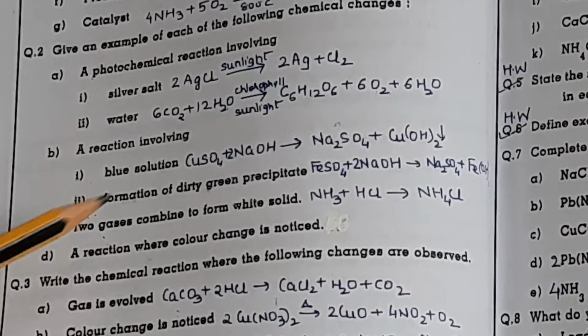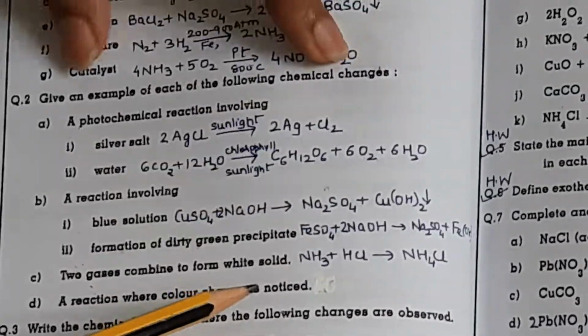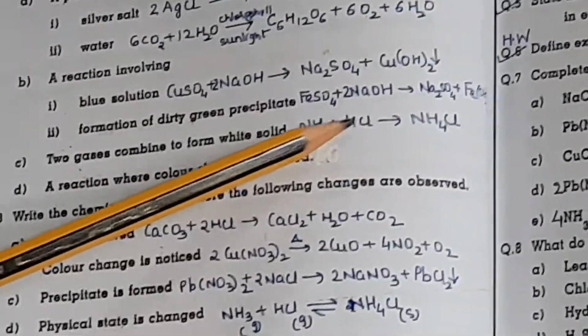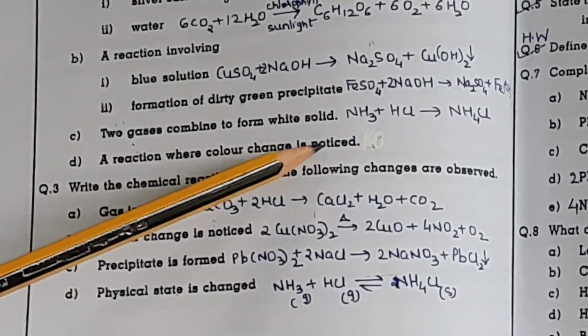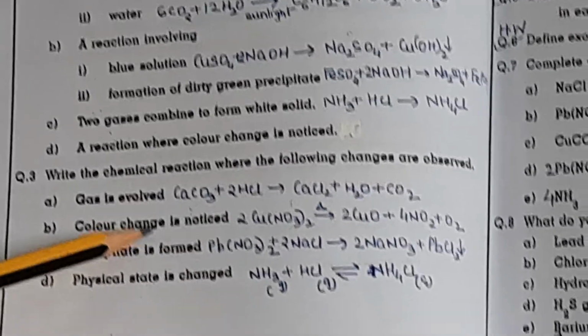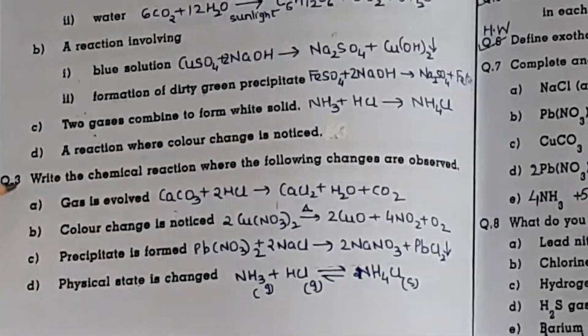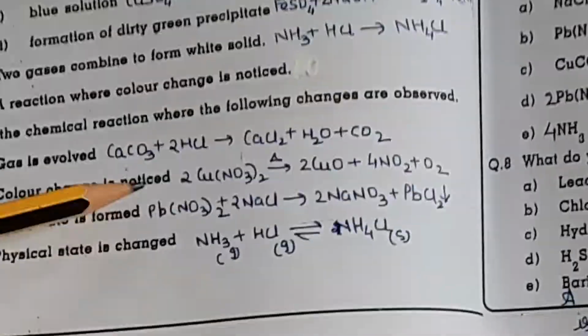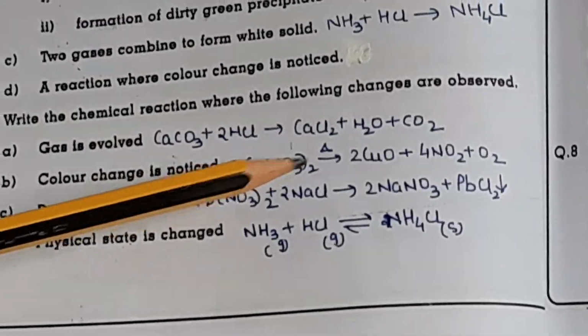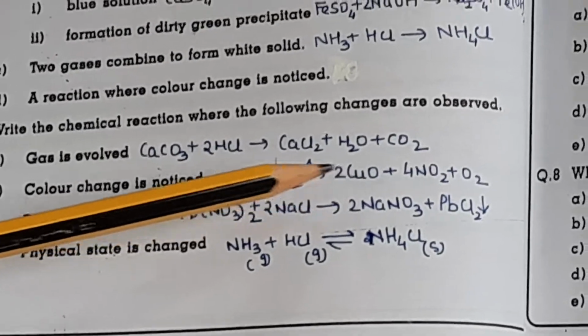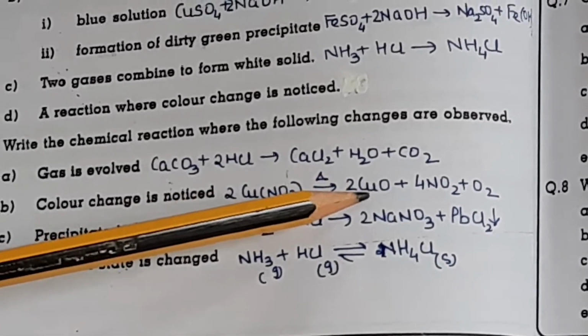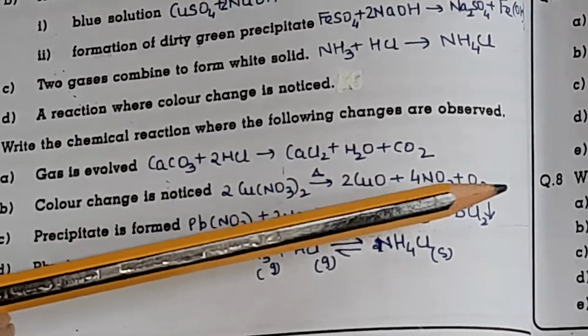Then next, two gases combine to form a white solid. Now this is important, NH3 plus HCl will give NH4Cl. Both NH3 and HCl are gases, ammonium chloride, dense white fumes, is solid. Then fourth is a reaction where color change is noticed. Now this is same as this here in question 3. So you can write the same reaction. So I will mention it here. Directly you can write from here, color change is noticed. So 2 Cu(NO3)2 on heating will give you 2 CuO. This is blue and here you have to write below this black, plus 4 NO2 plus O2.